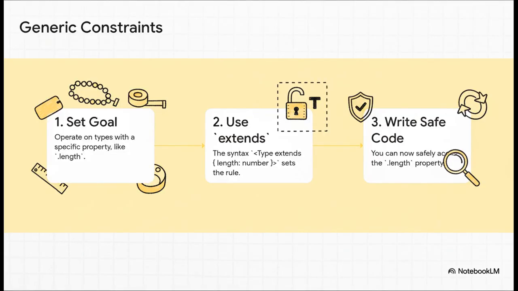But wait, what if your generic function needs to access a specific property, like .length? You can't just assume every possible type is going to have one. And this is where constraints come in. By adding extends { length: number }, we're making a promise to TypeScript. We're saying, don't worry, whatever type we pass into this function, I guarantee it will have a length property. And that makes our code safe.